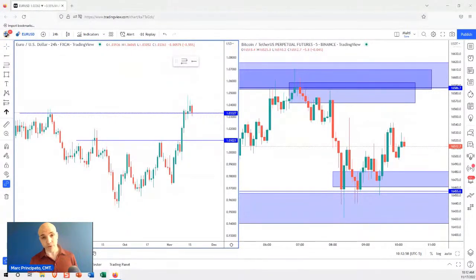TradingView, on the other hand, you can put any time frame you want. Why is that better? Because you can see things from a more unique perspective if you want to. On this chart, I'm showing you a 5-minute chart.